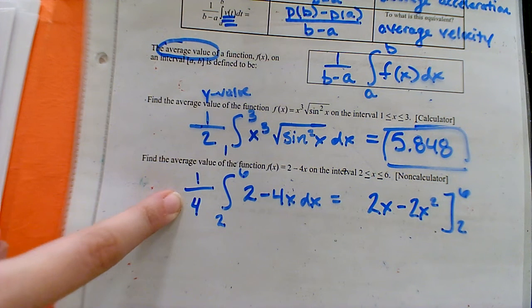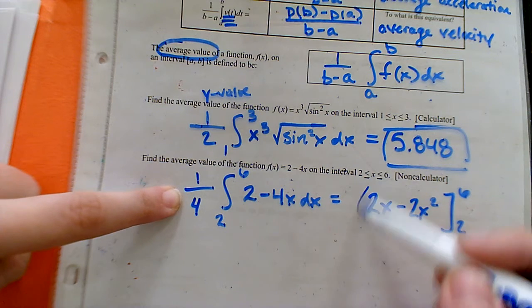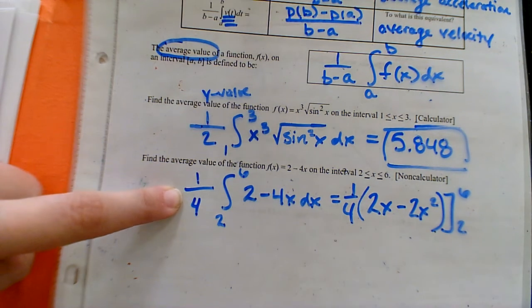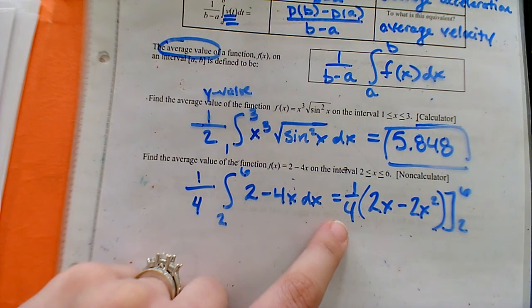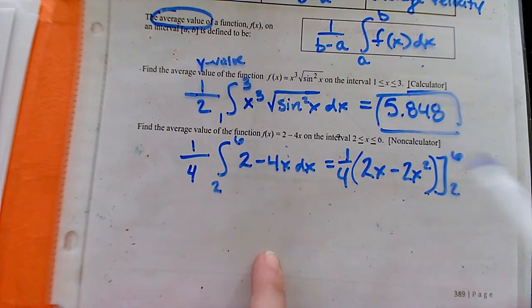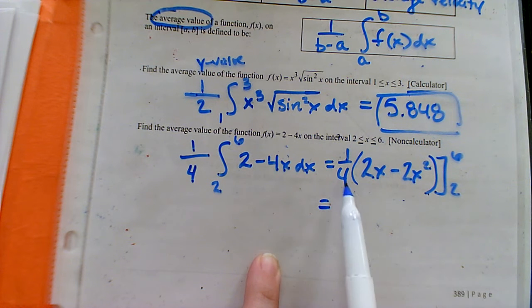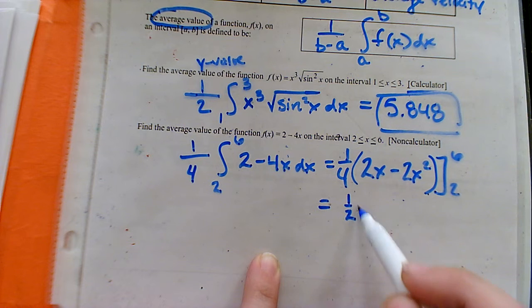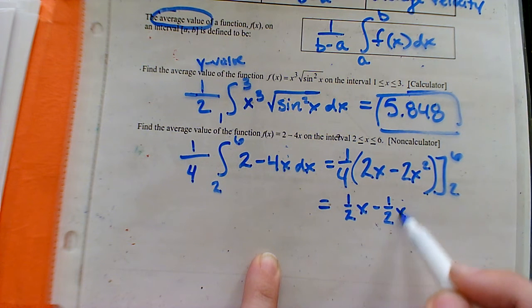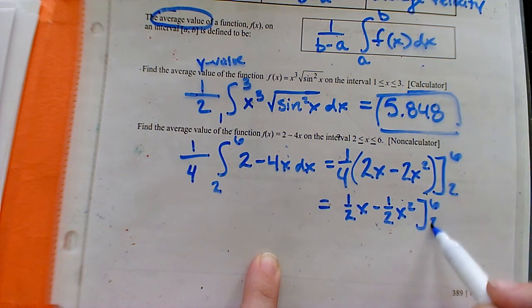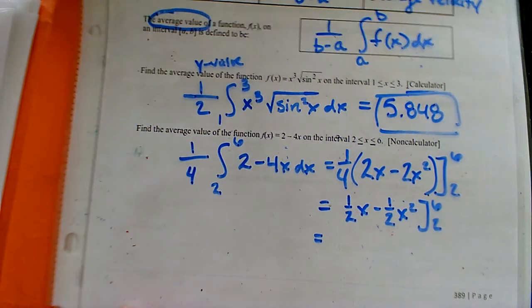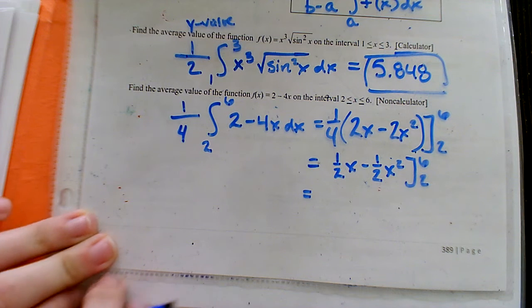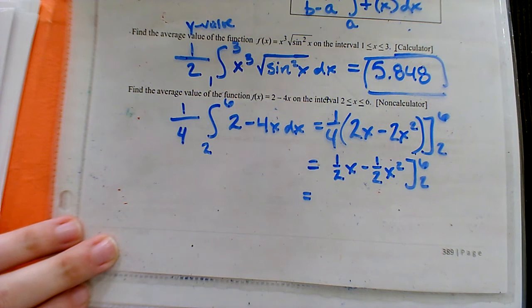But notice how we have to take that times 1/4. Okay, we still have that 1/4 out front of the integral, so it should be out front of our antiderivative. Okay, before we do top minus bottom, maybe we can distribute in the 1/4. So that would be 1/2 x minus 1/2 x squared. All right, fundamental theorem, top minus bottom.